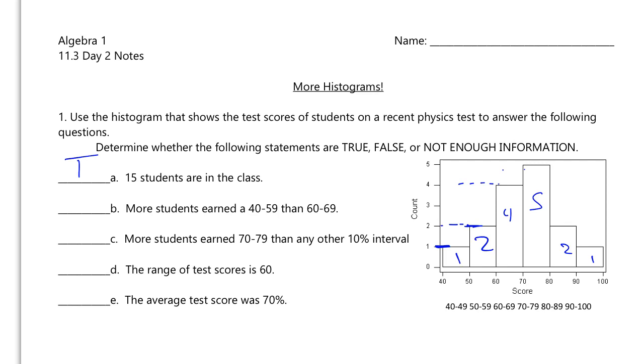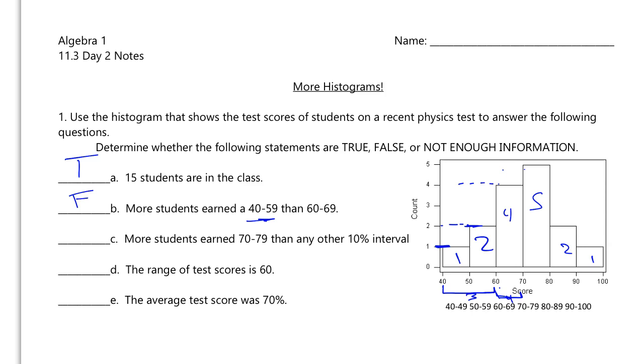B says more students earned a 40 to 59 than a 60 to 69. So here we just have to look. 40 to 59 would be there, so that's 3 students. 60 to 69 is just this one right there, but that's 4 students. So more students earned 40 to 59. That's false because that was only 3 compared to 4.